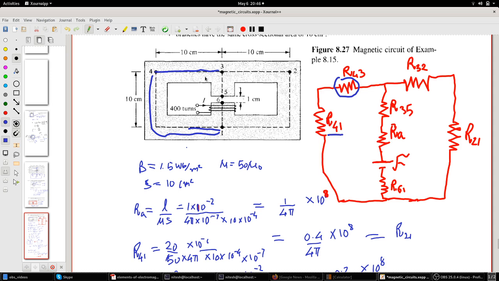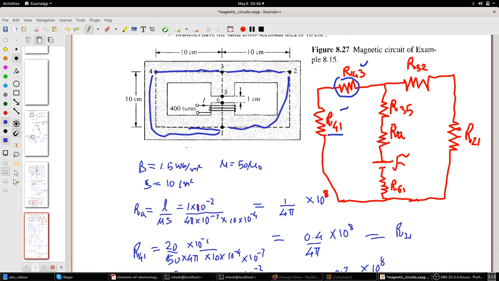I could have done a complete one reluctance only because they are in series. R43 and R41 is in series. I could have taken a length of 30 centimeters directly. We will do that, but for starters, let's just separate it out so that we understand that in series they come to the same value. Same thing is done on this side. This arm is converted into a reluctance of R32, and this arm here from 2 to 1 is converted into a reluctance of R21.